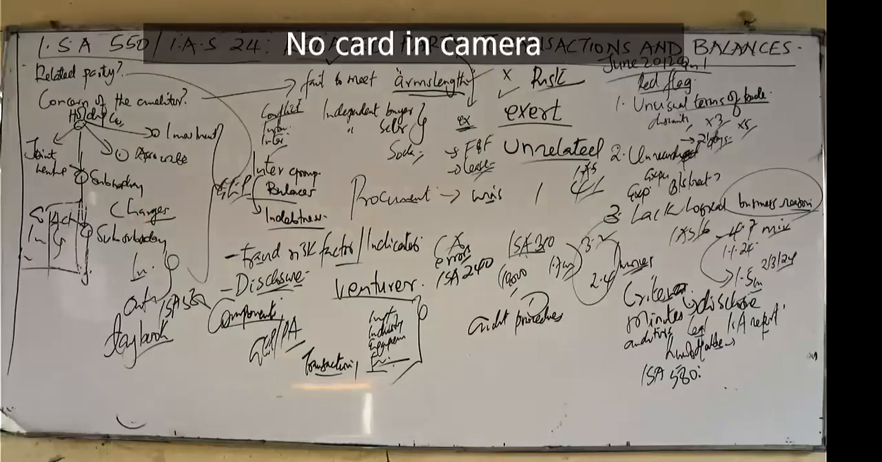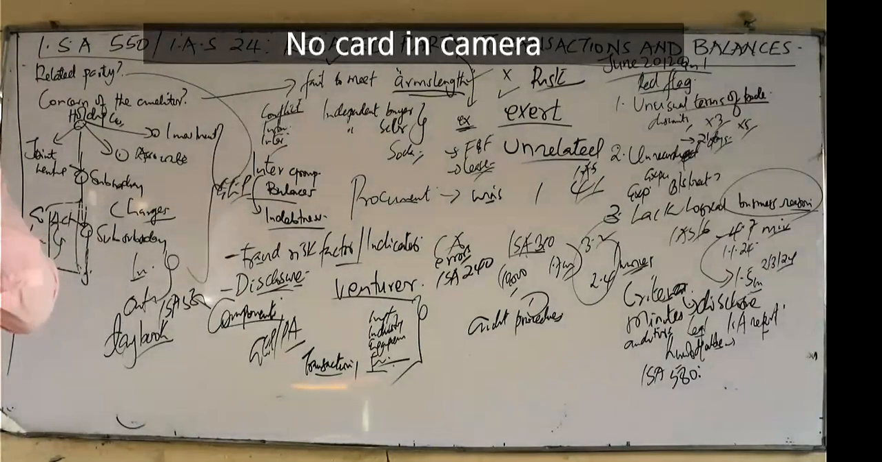So which one have we skipped? Number 3: inspect bank and legal confirmations obtained as part of audit procedures to confirm on related parties. I believe that's the way we have revised them.